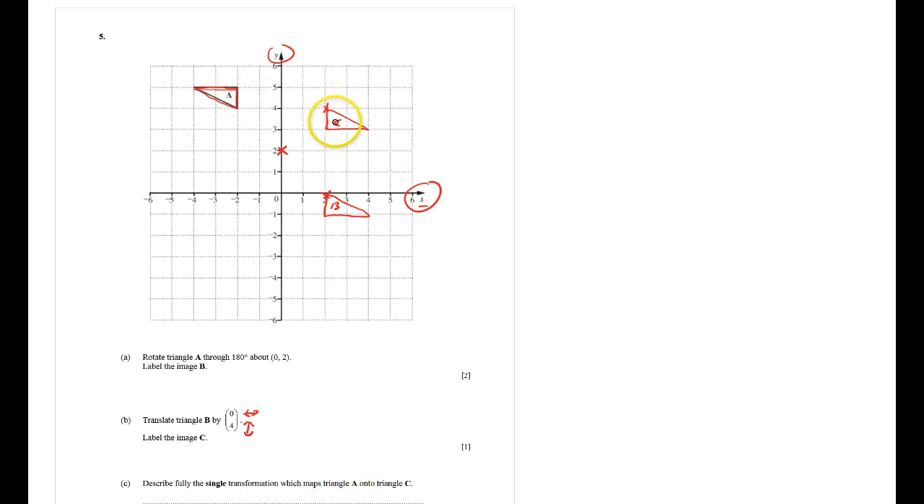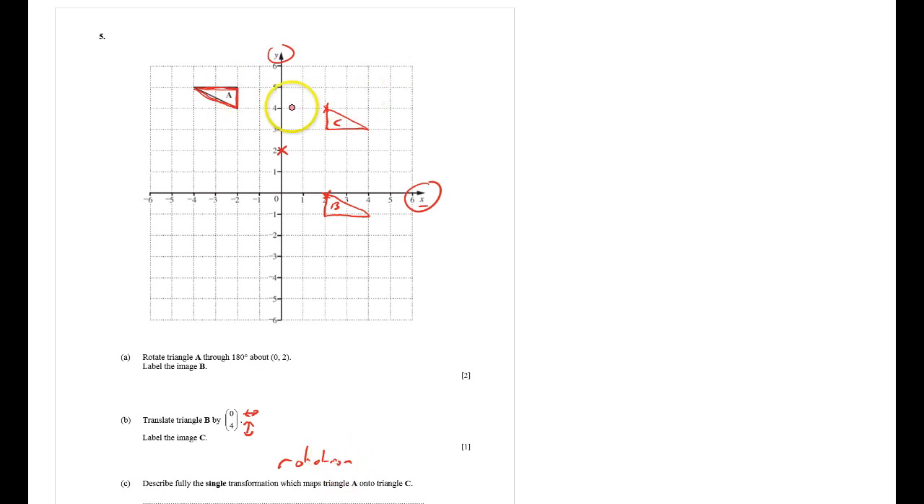And the final part of the question says describe fully the single transformation which maps A onto C. And you can see that it hasn't flipped over, it's spun round, so it's definitely going to be a rotation. And I need to know the angle, so I need to find out, trace it. Well, I've already got it traced once.